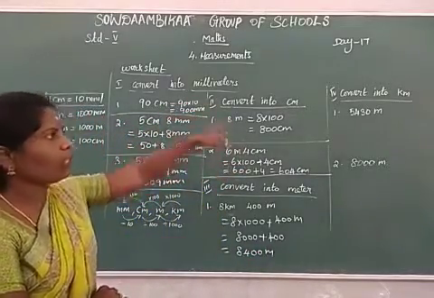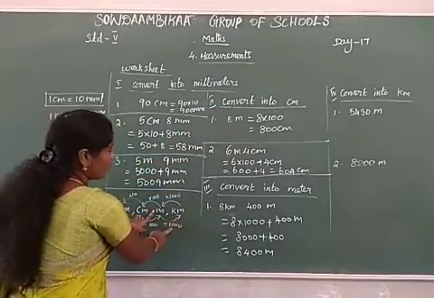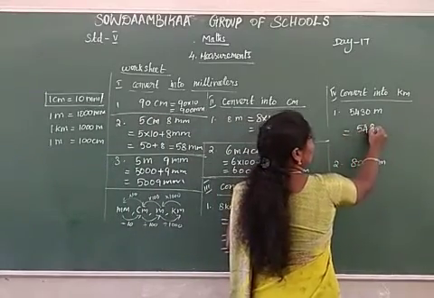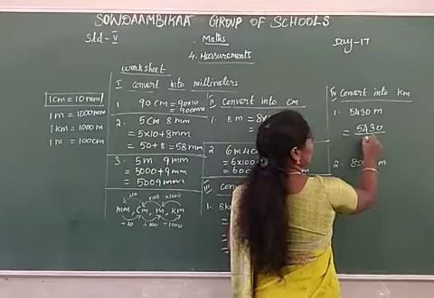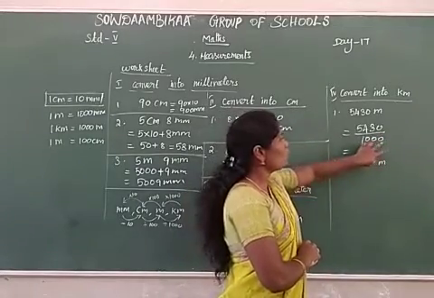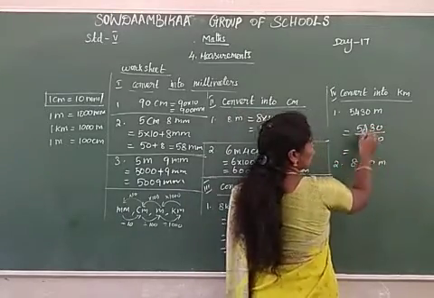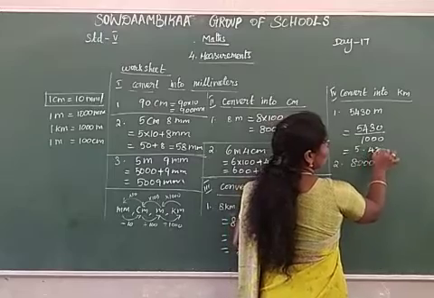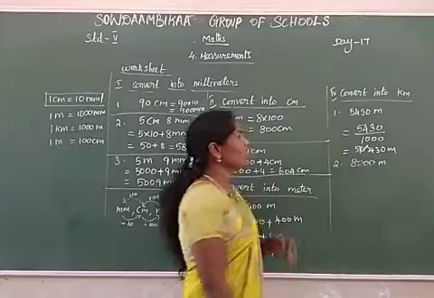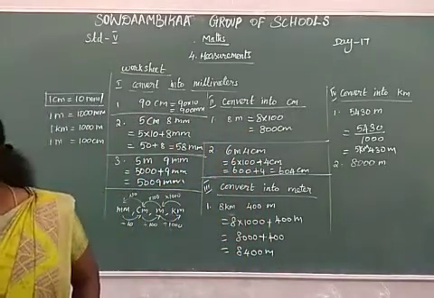Okay, now convert into kilometer. The question is given in meter, you convert to kilometer. So divide 1000. 5430 divided by 1000. How many zeros? 1, 2, 3. So you put the point 3 digits before. 5.430, that is 5 kilometer 430 meter.